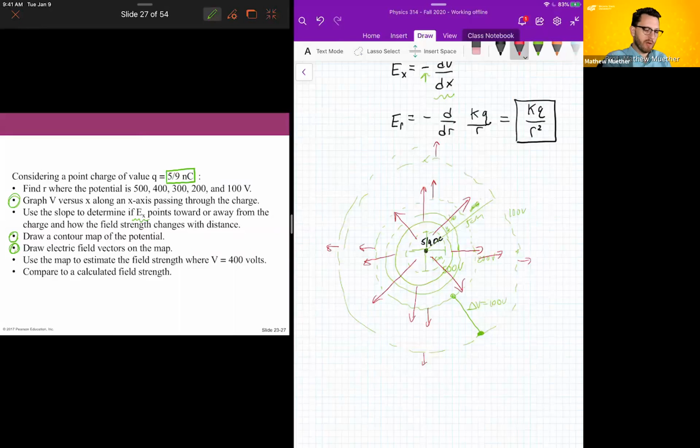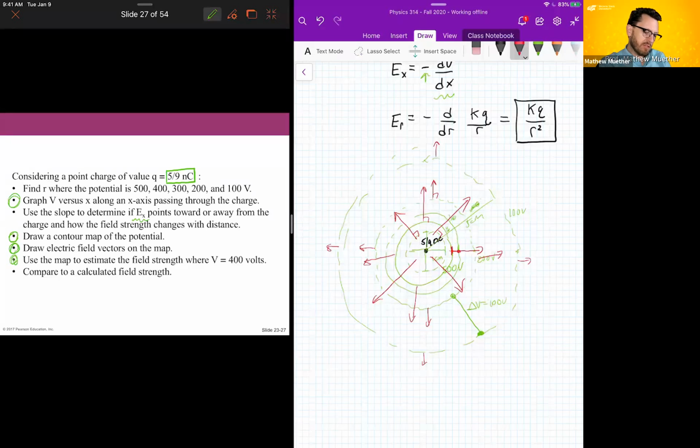Okay, but everywhere it's perpendicular to these equal potential lines, pointing from high potential to low potential, and the spacing between the equal potential lines is encoding also the magnitude of the electric field. So what do we do with these things? Well, if I have a contour map, how do I estimate what the electric field strength is, say, at 400 volts? That's this point here.